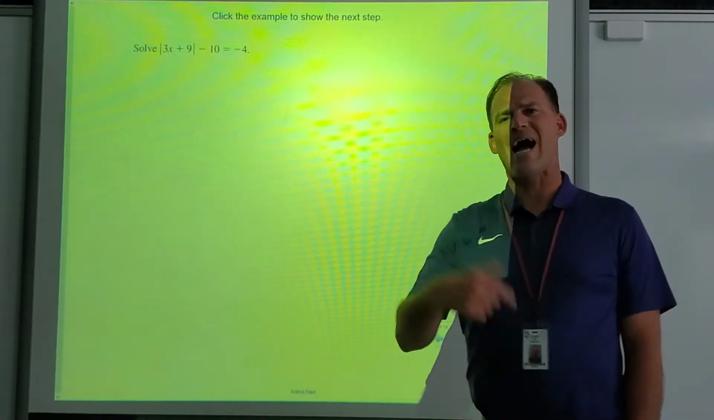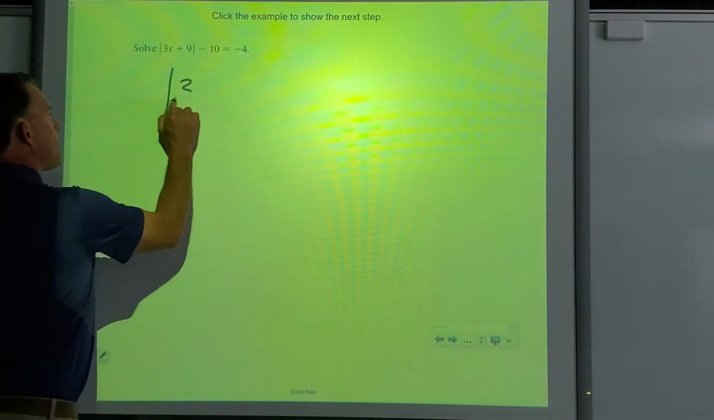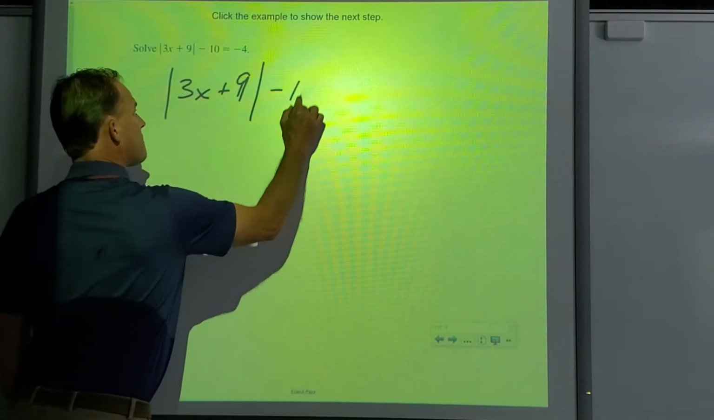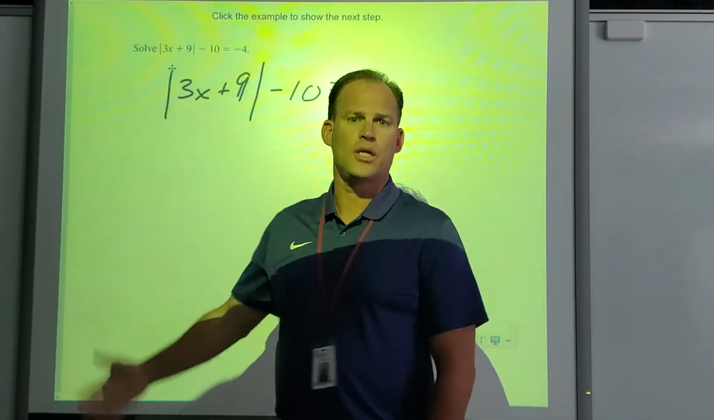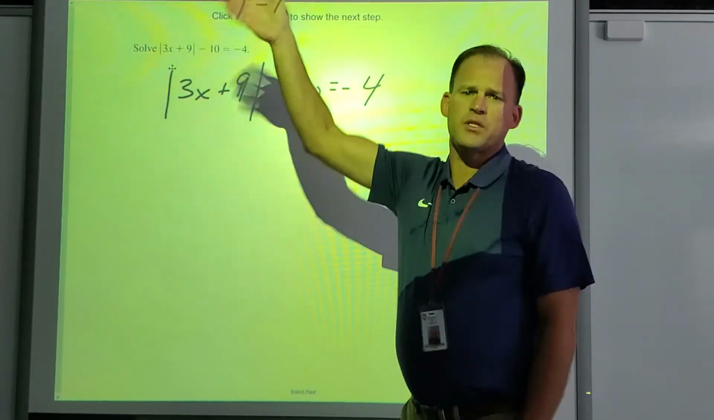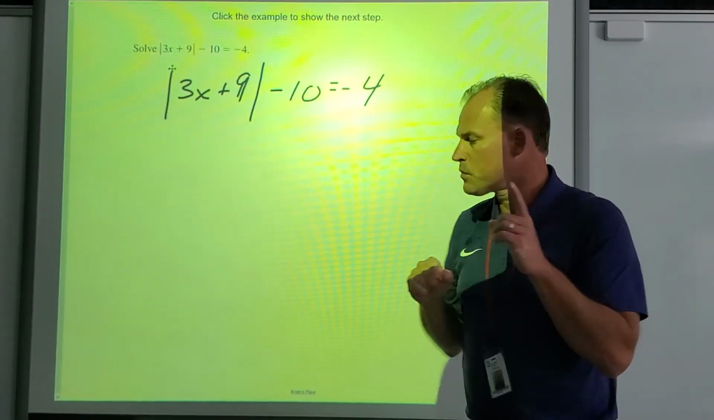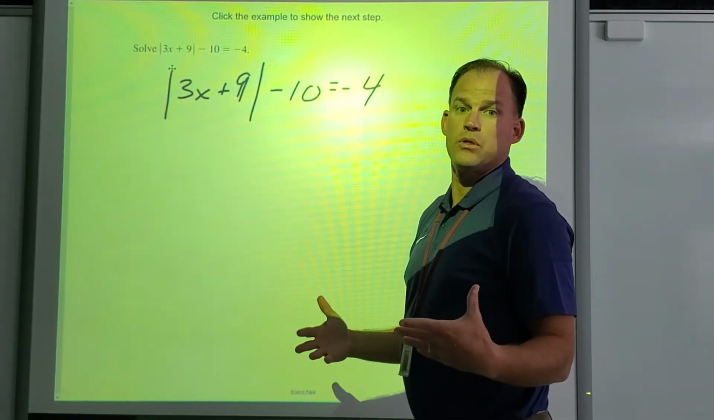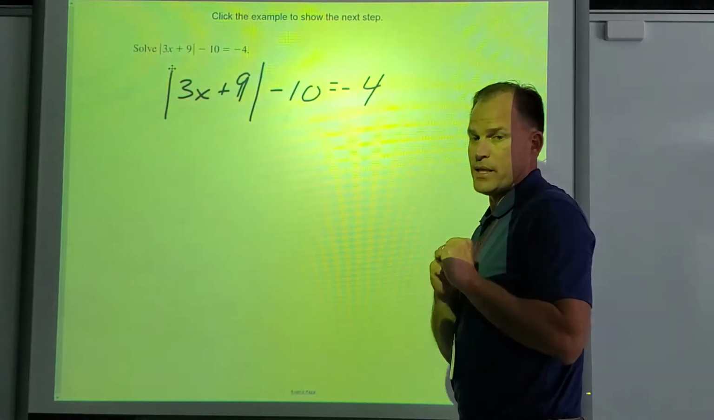What if there's stuff outside the absolute value? Some of you are excitedly looking at this problem and you go, but Mr. Stevens, it's equal to a negative number. Slow your roll. You've got to deal with all the stuff outside the absolute value first. You've got to isolate the absolute value before you can make that judgment.